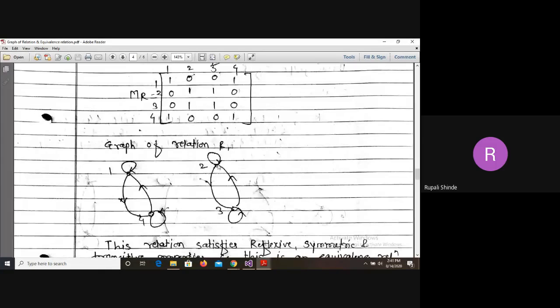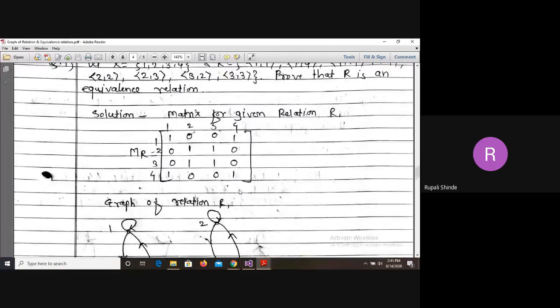So here they have taken 2 elements. First element is 2, second one is 3. So 2 comma 2 is represented here as a self loop at 2. Then 3 comma 3 is represented by a self loop at 3. Then 2 comma 3, this is an arrow, and again 3 comma 2, this is the reverse arrow. So this is the graph for relation R.